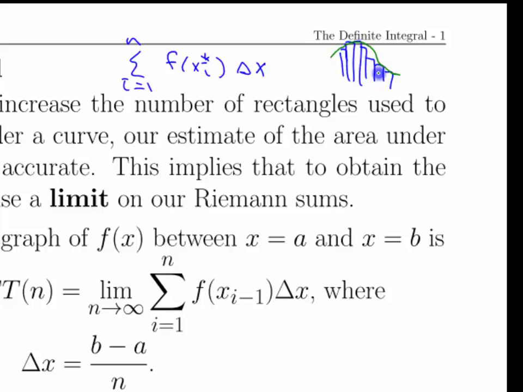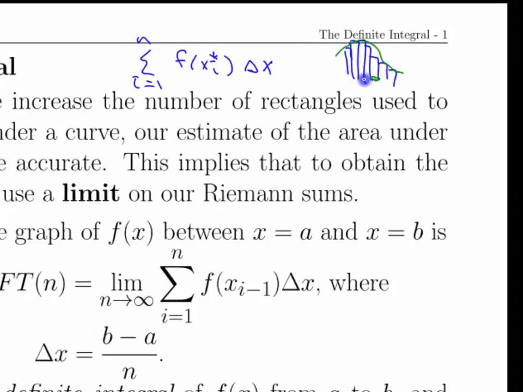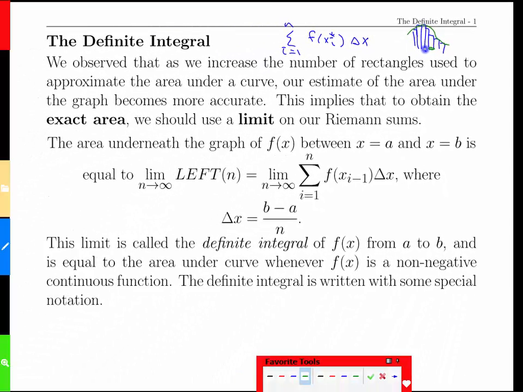Well, as you draw these pictures over some time, you recognize quickly that the narrower the rectangles, the more accurate your estimate's going to be. And so that leads us to the idea of, well, instead of using 6 or 12 or 10 or 100 or 1,000 rectangles, why don't we take a limit and let the number of rectangles approach infinity. Another way to say that is let the interval width approach 0.